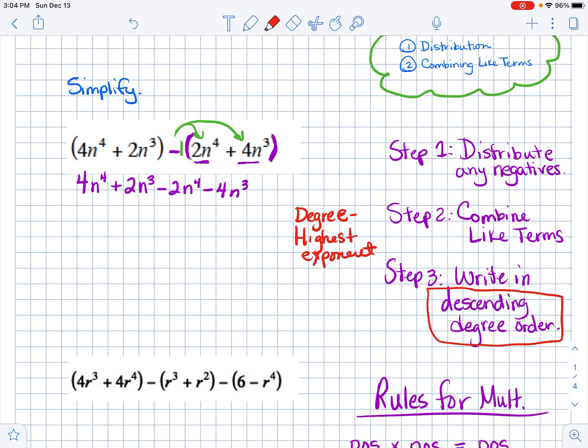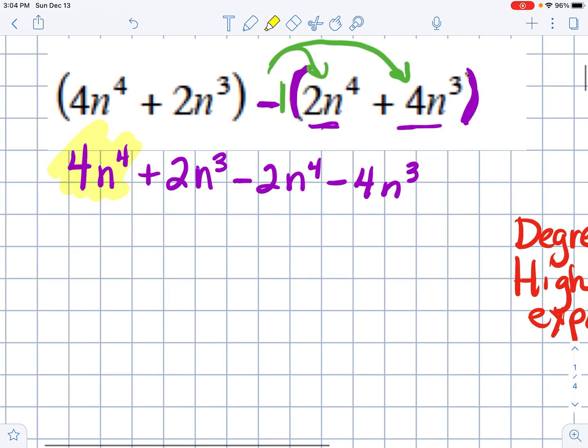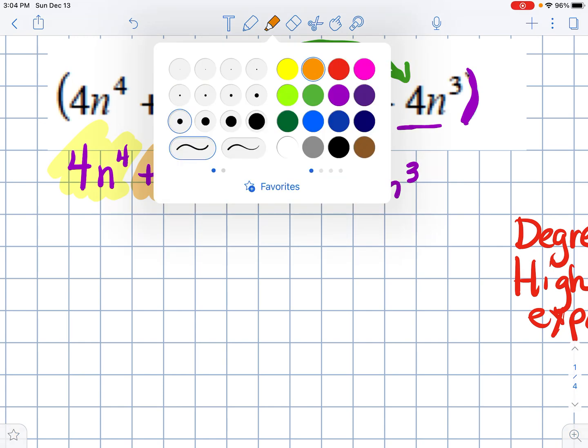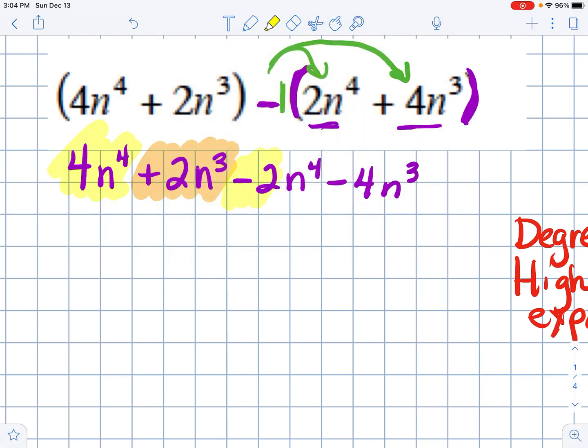So for example, if we want to look at the term 4n to the fourth, right, that first term in there, the degree of that term is 4 because the exponent is 4. Moving along, plus 2n to the third, the degree of that term is 3 because the exponent is 3. Moving down, minus 2n to the fourth, that's a degree 4, and minus 4n to the third, that's a degree 3.